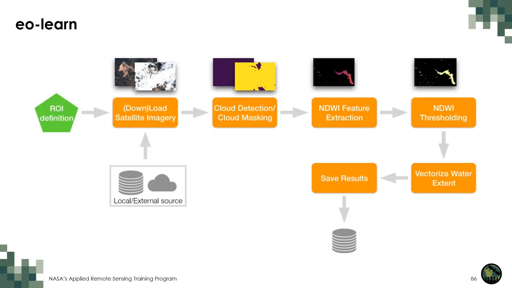Before going to the final notebook, we will take a look at the standard procedure in eo-learn by defining the region of interest similarly as we have done before. In this case, for extracting the water extent, we simply download the satellite imagery for a specific region, mask the clouds, extract and calculate the NDVI feature, use the threshold, and then we can simply vectorize the extent and save the result.